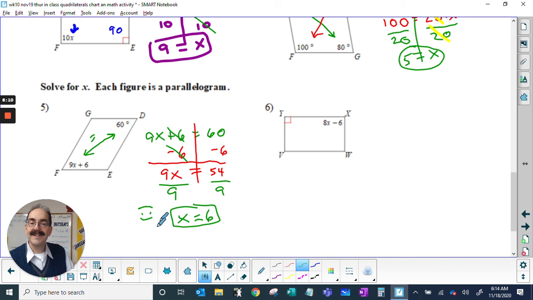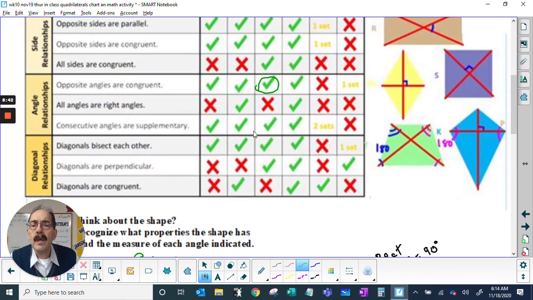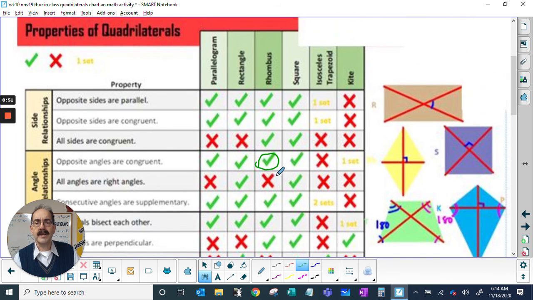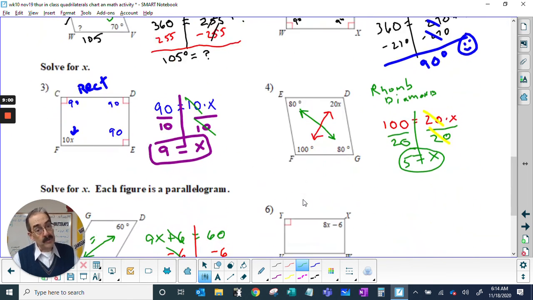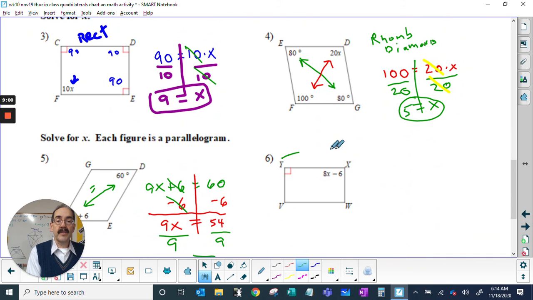All right, let's do one more. Looks like a rectangle. Now, there's lots of ways to do this. Looks like a rectangle, so we can assume they're all 90. But I want to use a special property. It talked about consecutive angles are supplementary. In a rectangle, consecutive angles are supplementary. So we don't have to do it this way, but that's the way I would like you to think about it.